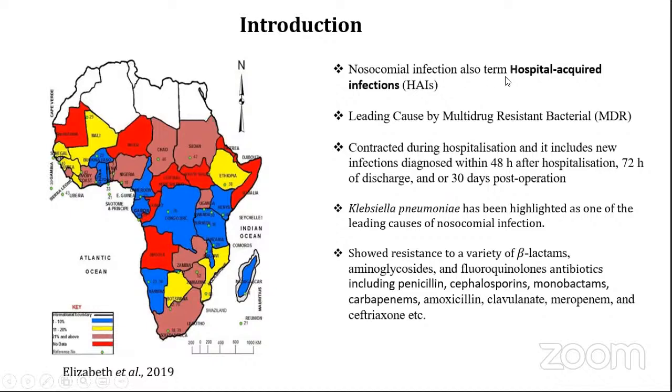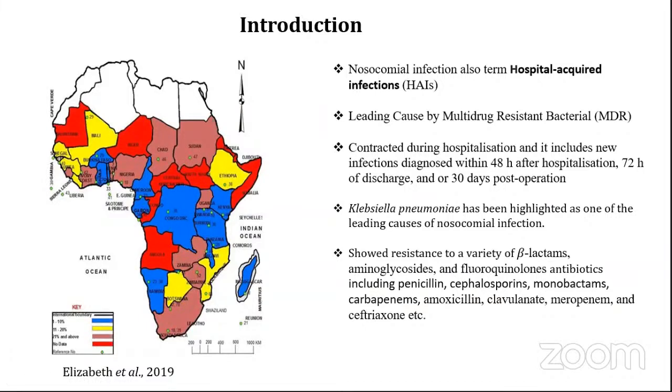Nosocomial infection is also referred to as hospital-acquired infection. So it involves infections that are contracted during hospitalization or prolonged stay in hospital. It includes infections diagnosed within 48 hours after hospitalization, 72 hours of discharge, and or 30 days post-operation. And Klebsiella pneumoniae has been highlighted as one of the leading causes of this infection.